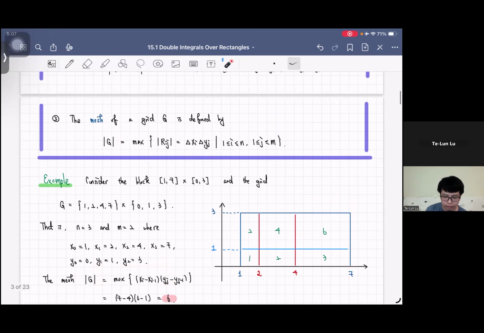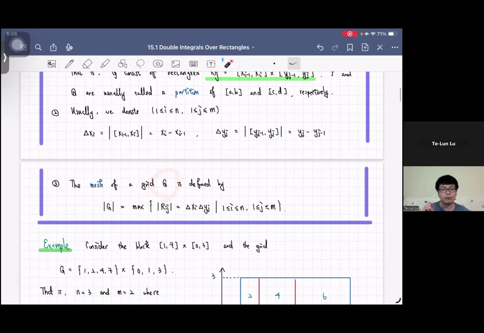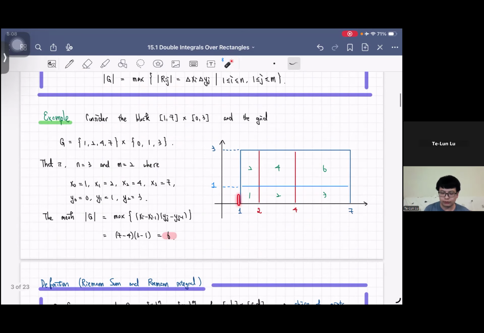Let me go through the definitions again. Basically, a grid G is simply partitioning the rectangle omega into a bunch of little rectangular areas, where each rectangular area has x component [x_{i-1}, x_i] and y component [y_{j-1}, y_j]. In particular, we define the mesh of the grid G to be the maximum area of these rectangles. Those are the 6 rectangular areas, and we find the maximum one, which is 6. Now, after this partitioning, we can start defining a Riemann sum and Riemann integral.